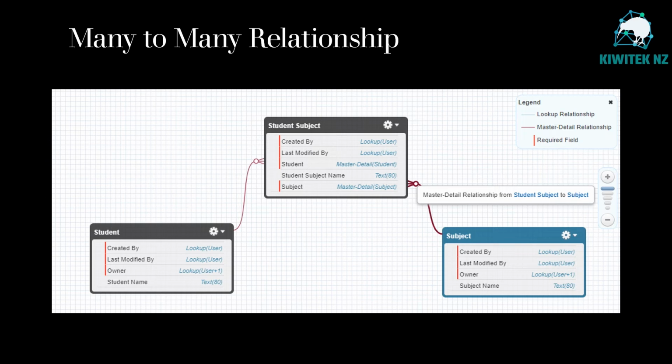A subject can have many students enrolled. So we create a junction object called student subject. Two master detail relationships are defined from the student subject to student and to subject. Now, student can have many student subject records with the same student name, and subject can also have many student subject records with the same subject name.